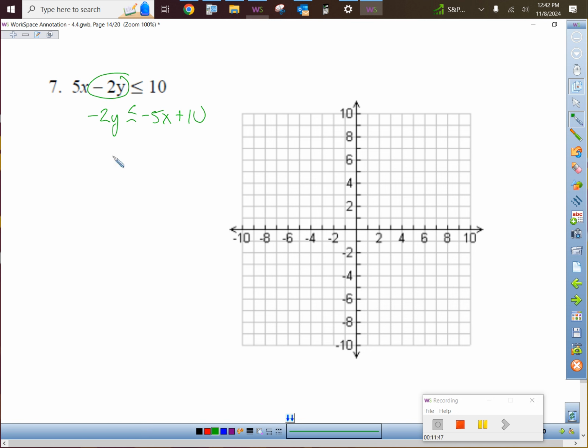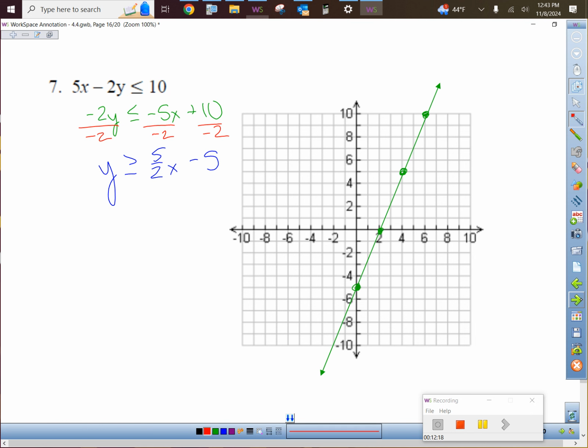When I divide by -2, should the symbol switch? Yes. Sorry, I'll show this baby step. And everybody knows it. We should get better at it. What is a negative divided by a negative? So that is 5/2 x minus 5. All good with that? Graph it. And what kind of line will it be? Solid or dashed? Solid. And check your shade. Go to the y-intercept. It is a greater than, so that is above.